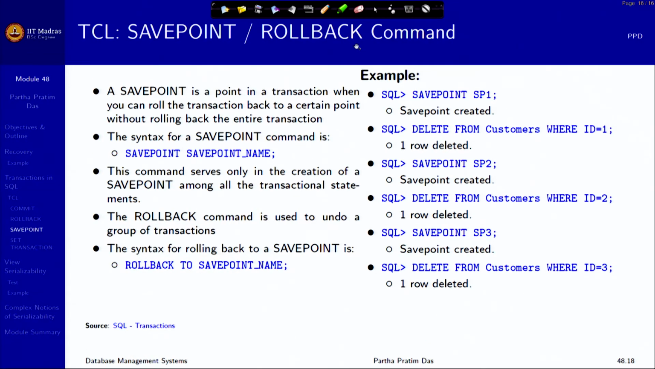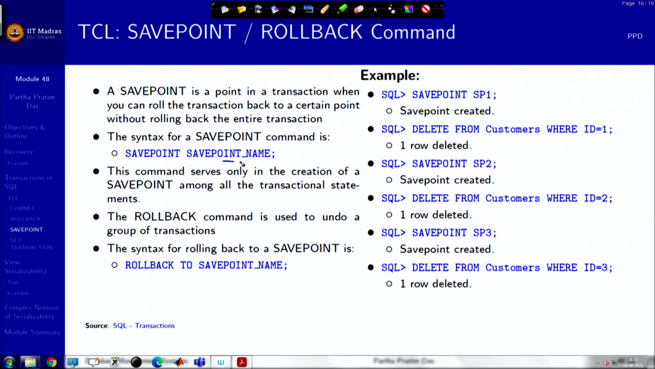Savepoint is, as I said, where you say Savepoint and give it a name. Then when you roll back, instead of just saying rollback, you say rollback to that Savepoint name. So, for example, you say Savepoint SP1, then you delete ID 1. So, this is one transaction going, and you are doing one after the other. Then you Savepoint the next, delete another, Savepoint the next, delete another.